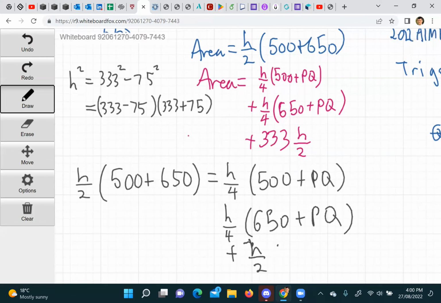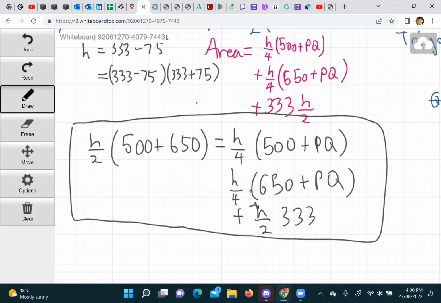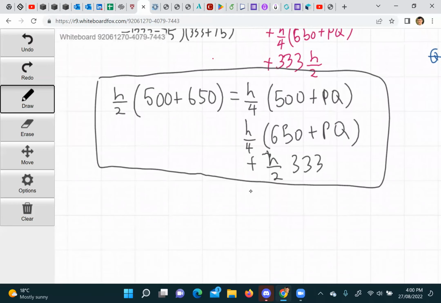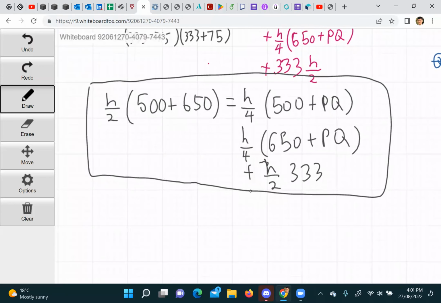H over 2, 3, 3, 3, 3, yeah? What's the first thing you notice about this equation, this expression? The h is a factor of both sides, right? So you could literally just cancel all the h's, yeah?